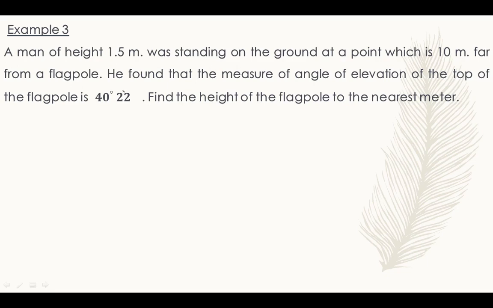Here, a man of height 1.5 meters was standing on the ground at a point which is 10 meters far from a flagpole. He found that the measure of the angle of elevation of the top of the flagpole is 40 degrees and 22 minutes. Find the height of the flagpole to the nearest meter. Okay, let's solve it together.